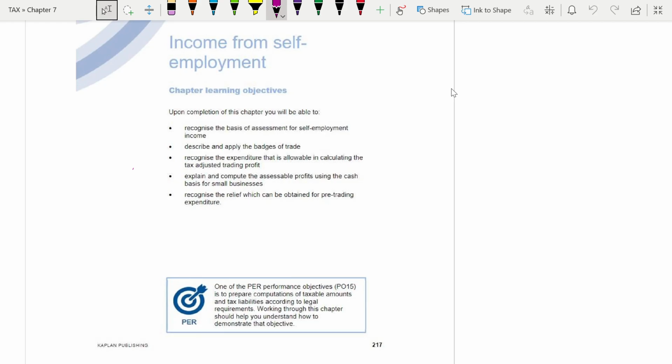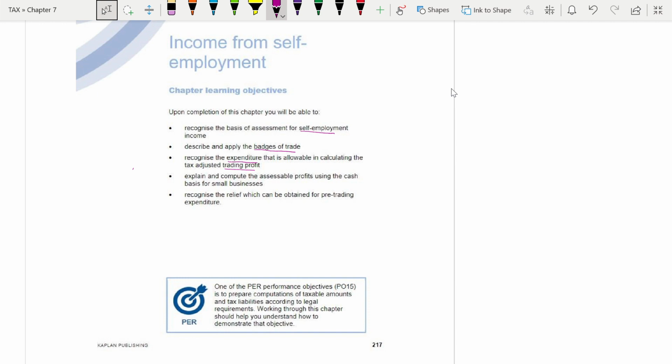It is with respect to the assessment of self-employment, and to describe and apply badges of trade. This is something new. Wherever there is something new, I will let you know in advance. Recognize the expenditure that is allowable, which expenditure we can deduct in calculating tax-adjusted trading profit. The things which we have done in the previous cases will be the same. The only thing is that the self-employment income concept will be added. Other things will remain, all the rules will remain the same.